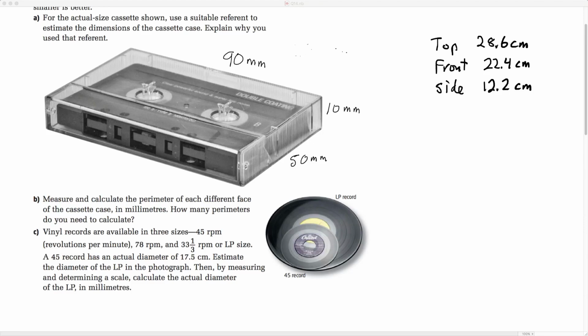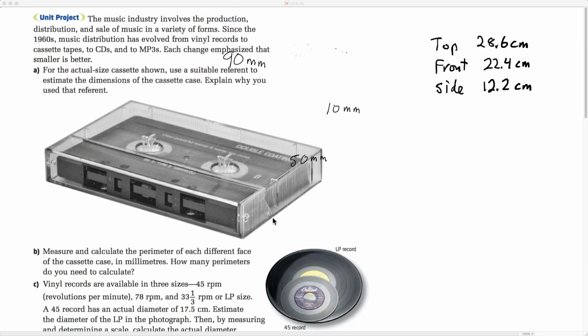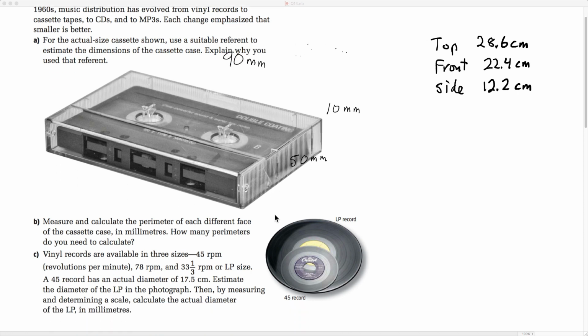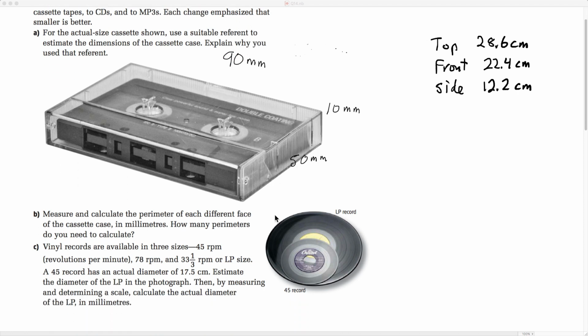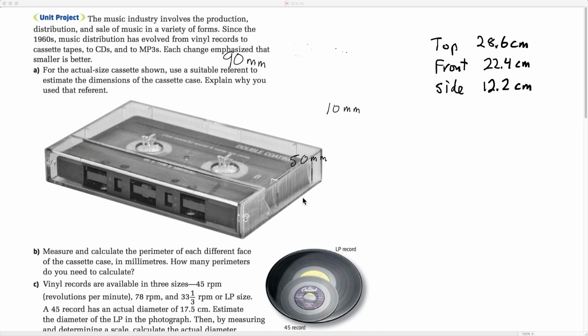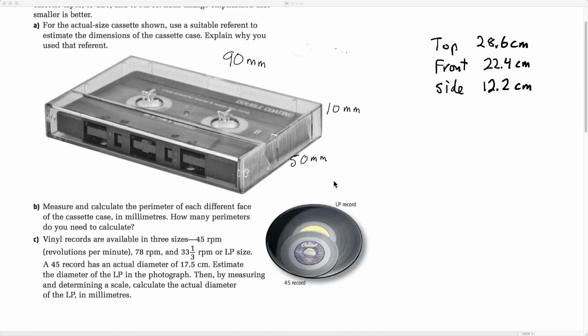In this question, you're given an actual size cassette. There's a picture of it in your textbook. This is related to the unit project, which you may or may not be doing.